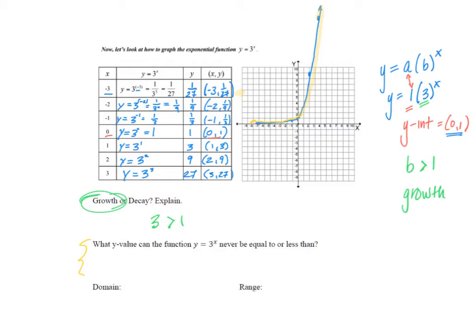So this x-axis here is represented by y equals 0. And what we're going to say now is that y equals 0 is a horizontal asymptote. And we talked about that when we were graphing rational functions. So I have a horizontal asymptote at y is equal to 0.